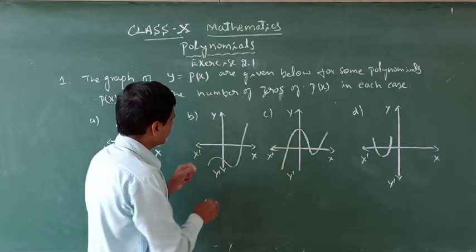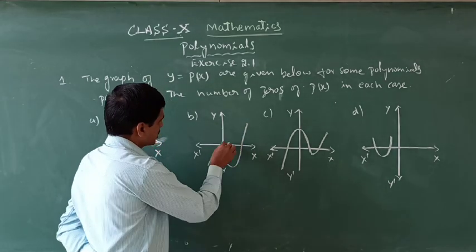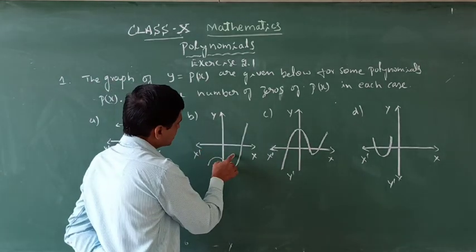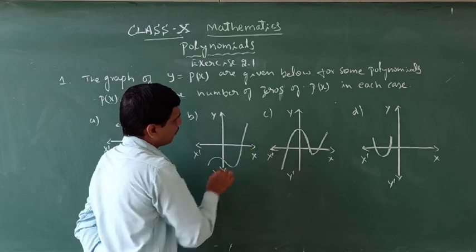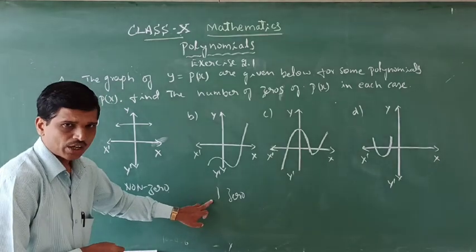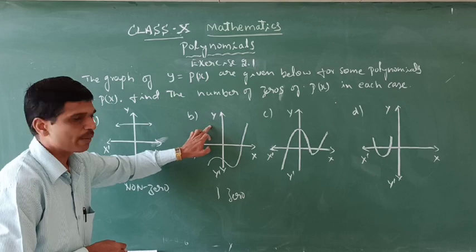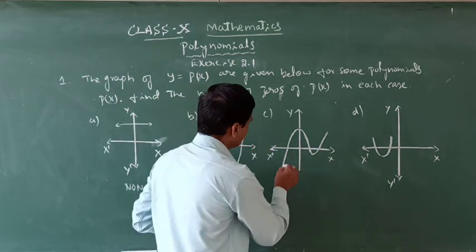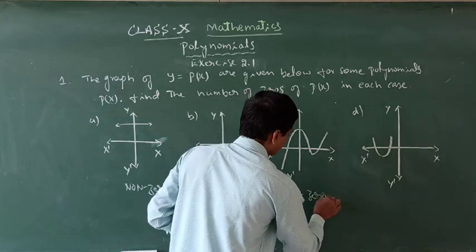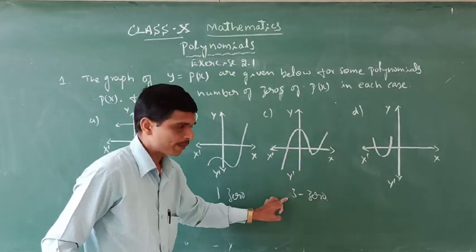Now comes the second one. Look here. This is a semi-parabolic structure, with x and y coordinates. This curve touches only one point. Therefore, there is 1 zero: at one point only, this polynomial becomes 0. Now consider here, 1, 2, 3 points. Therefore, 3 zeros are here, meaning at these 3 points this polynomial becomes 0.